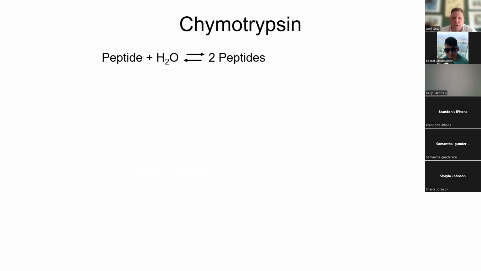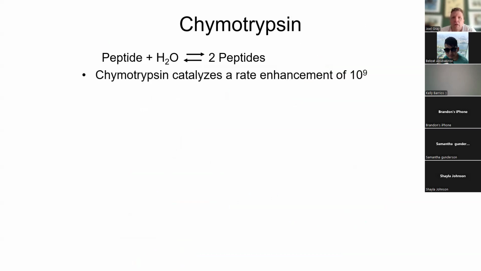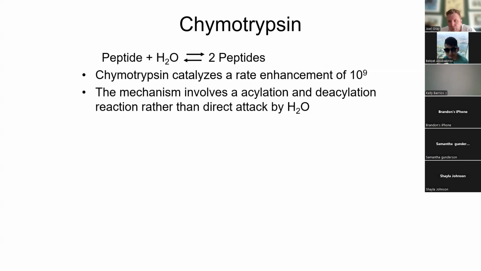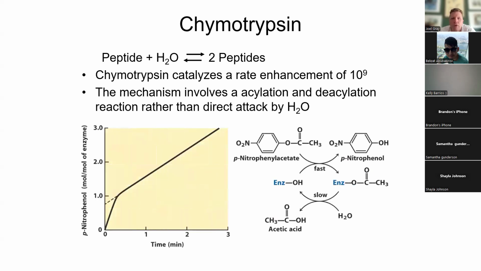Now, what chymotrypsin is going to do is take a peptide, take water, and make 2 peptides. Chymotrypsin catalyzes a rate enhancement of 10 to the 9th. So this is going to be 10 to the 9th times faster than the uncatalyzed reaction. The mechanism involves an acylation and deacylation reaction rather than direct attack by H2O. What we're going to see with this is also a level of regulation by nitrophenol, which I'm not going to ask you anything about. What I instead want you to take away from this slide are these 2 items right here.